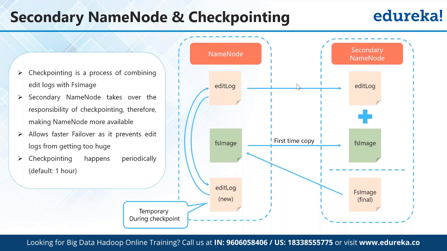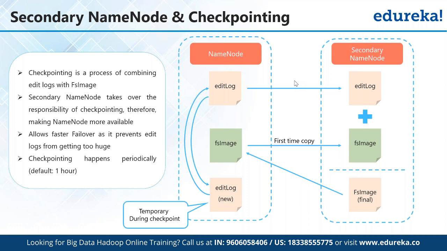So what I'm saying is FS image is the current state of name node. Edit log is what has been changed after that state of name node. Now, if I have to find out the updated current state of name node, I have to merge these two files, FS image plus edit log. So it is like X plus delta X. X is my current state of name node when the name node came up.